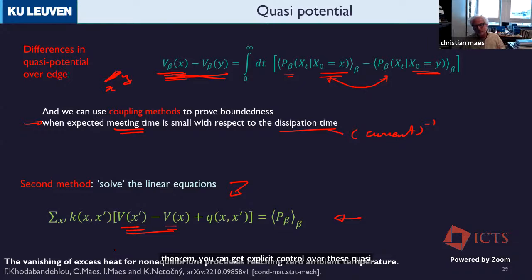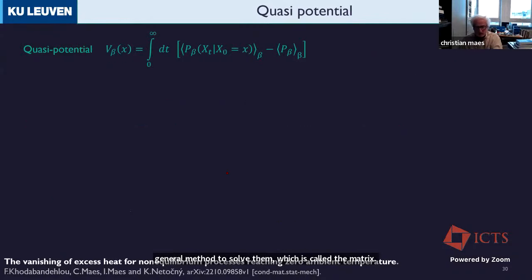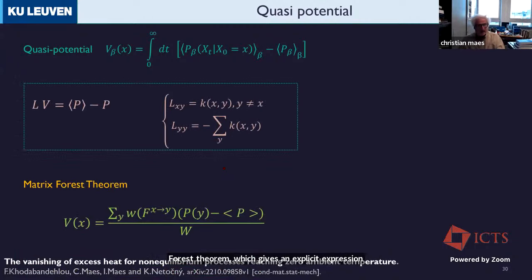Maybe you remember the Kirchhoff formula, which is really an instance of the matrix tree theorem on graphs to express in very general ways the stationary distribution. Well, for such non-equilibrium systems, there is also a general method to solve them, which is called the matrix forest theorem, which gives an explicit expression for this quasi-potential. And I just have it here in this last line here. It's related to weights, which I'm not going to explain, but instead of trees, it's basically you have forests which consist of 2 trees, basically.